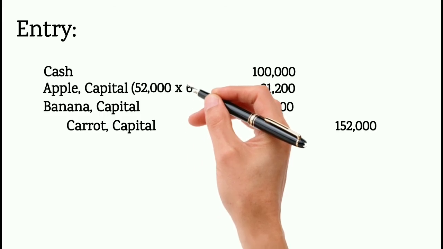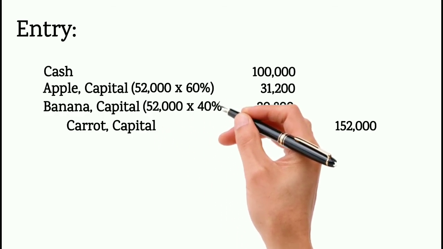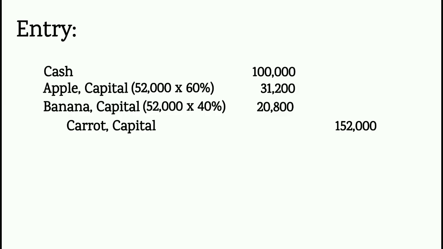Di ba na-compute natin kanina yung bonus to Carrot na 52,000 pesos? Yang 52,000 pesos, yan yung i-allocate natin kay Apple at Banana. So for Apple, 52,000 pesos times 60%. That is equal to 31,200 pesos. And for Banana, 52,000 pesos times 40%. That is equal to 20,800 pesos.